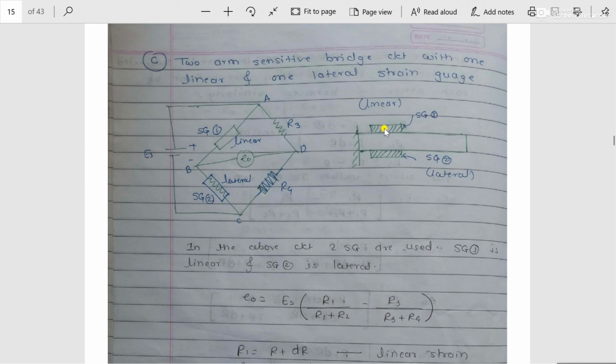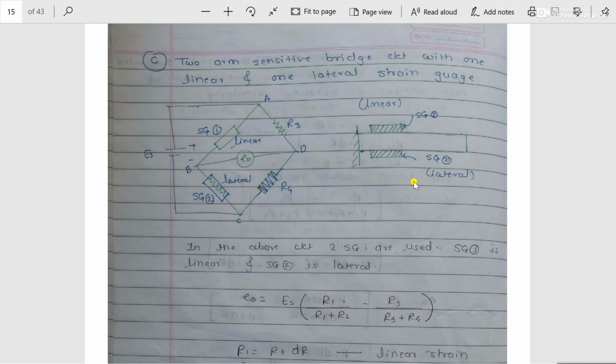In that cantilever beam, strain gauge 1 is pasted at the top side, and strain gauge 2 is pasted at the bottom side. The strain gauge pasted at the top of the cantilever beam will be considered a linear strain gauge, because strain gauge 1 is pasted in the direction of force, but strain gauge 2 pasted at the bottom side is not pasted in the direction of force. Therefore, this strain gauge is called a lateral strain gauge. If such lateral strain gauges are introduced in a Wheatstone bridge circuit, then the output of that bridge circuit will change as compared to the output of a Wheatstone bridge circuit consisting of linear strain gauges.